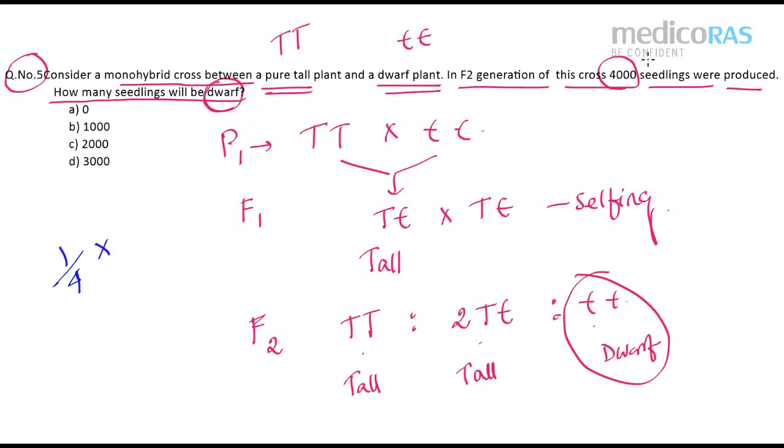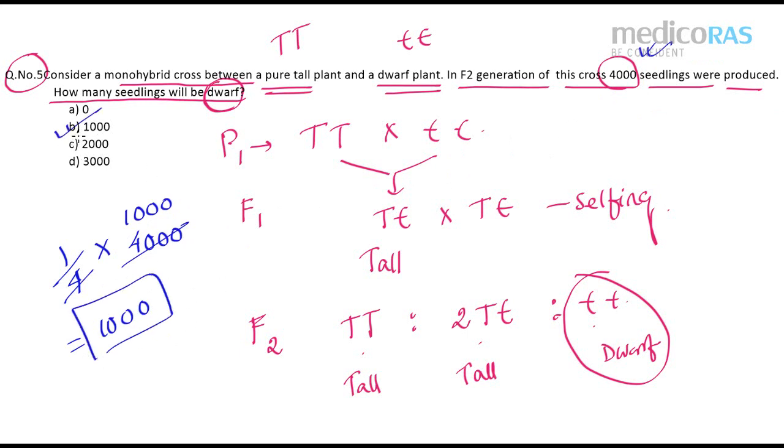And in total how many seedlings did we get? That is 4,000 seedlings. So if we calculate like this, we will get 1,000 seedlings as dwarf seedlings, right? So what is the answer here? B is the answer.